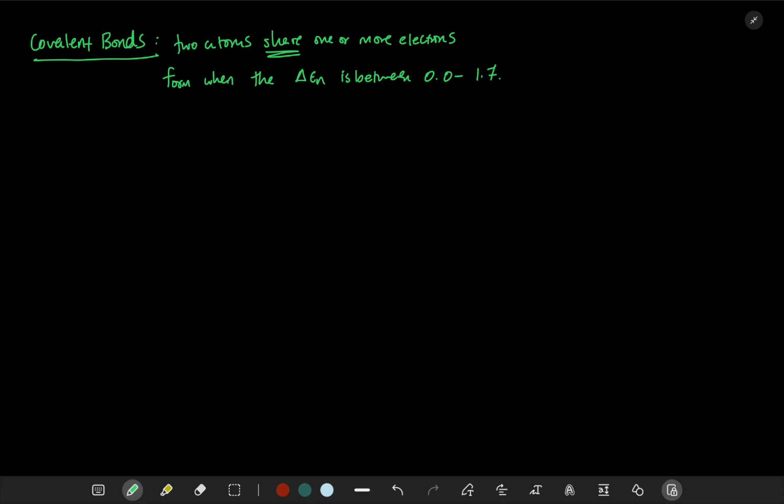So when the difference in electronegativity isn't large enough, like it is here, right? It's only between 0 and 1.7. Rather than a complete electron transfer that occurs in ionic interactions, you end up with two atoms sharing electrons. So again, the key word with respect to covalent bonds is the sharing of electrons. So let's look at an example here. So let's look at the molecule of hydrogen, right? And it's just hydrogen bonded to hydrogen, right?